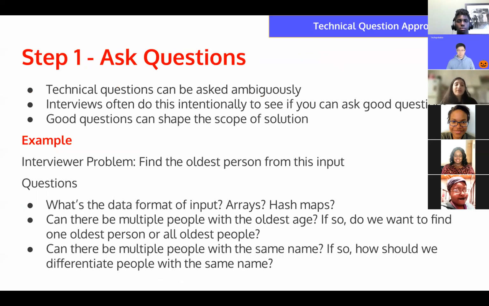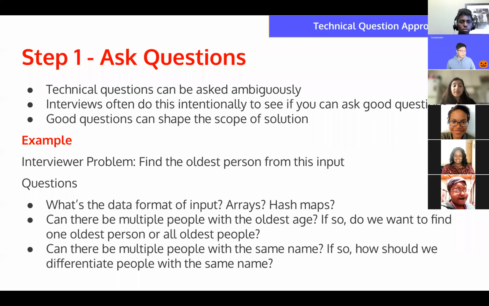So here we have an example. A lot of this is really important because it makes sure you're able to ask and drive your understanding of the problem yourself and figure out where those points that may be unclear are. So here, let's say you are asked to find the oldest person in some list of inputs.